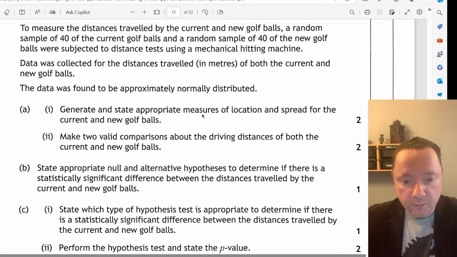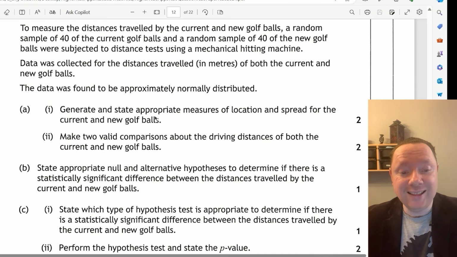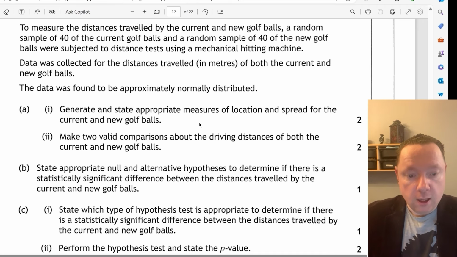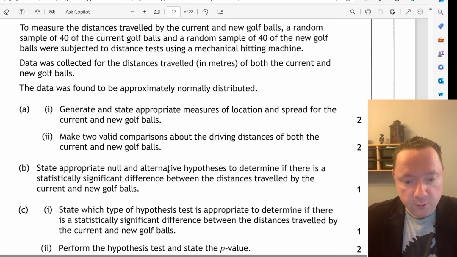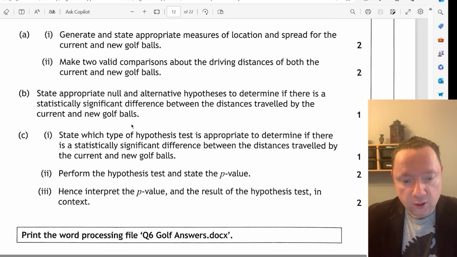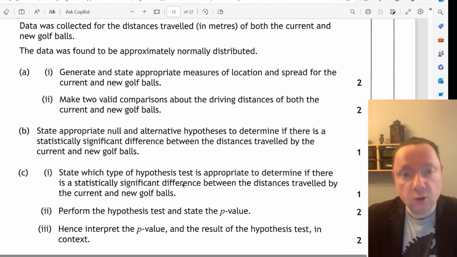Generate and state the appropriate measures of location and spread for current and new golf balls. So if it is normally distributed, you can use the mean and standard deviation. If there's a skew, you use the median and interquartile range. Make two valid comparisons about the driving distances of both current and new golf balls, so we can look at that when we get our mean and standard deviation. And then state appropriate null and alternative hypotheses. Do a hypothesis test, interpret a p-value. So we'll get to that when we get to that.